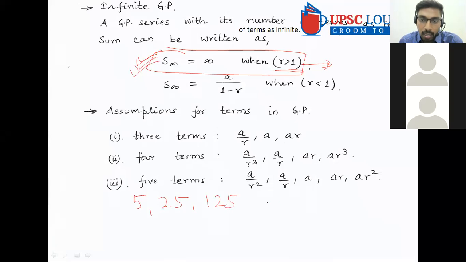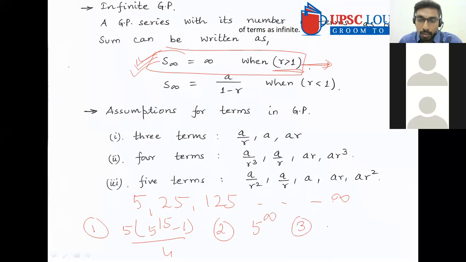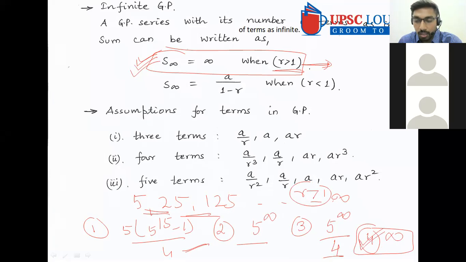They can ask one question like this: they will give a sequence like this and ask for the sum up to infinity. The first option is whatever we solved in the last question, like 5 into 5 to the power 15 minus 1 upon 4. Second option is 5 to the power infinity. Third option will be 5 to the power infinity upon 4, and the fourth option will be infinity. Basically they gave options like this just because of confusion. So if r is greater than 1, and here you can easily see that r is greater than 1, your answer will be this only.